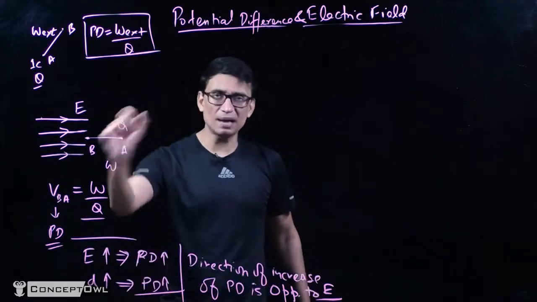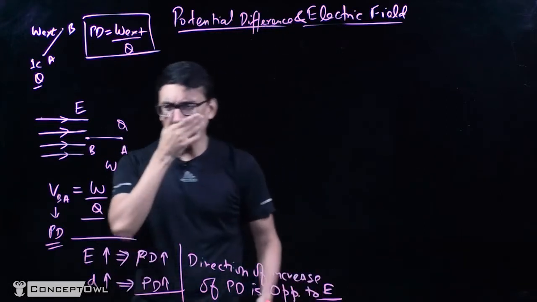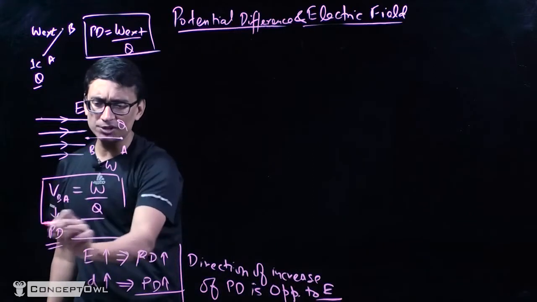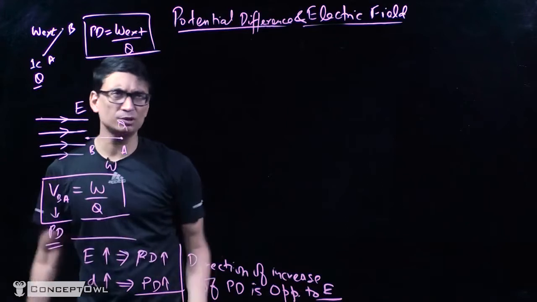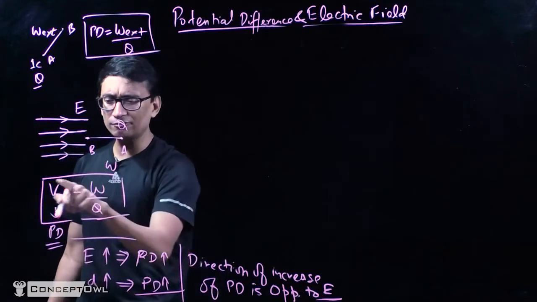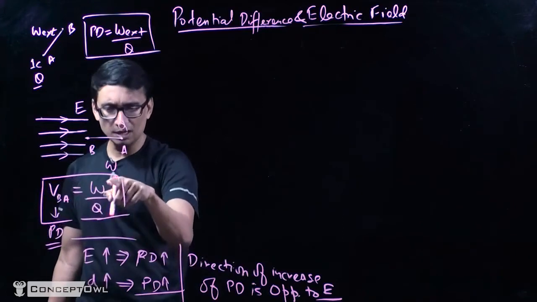Now let us get a little mathematical here, and it's not very hard. I want to find out my potential difference, and I want to do this mathematically. It's fairly easy. Let's say Q is given. If I find the work done, I can find my VBA, which will be nothing but W by Q.